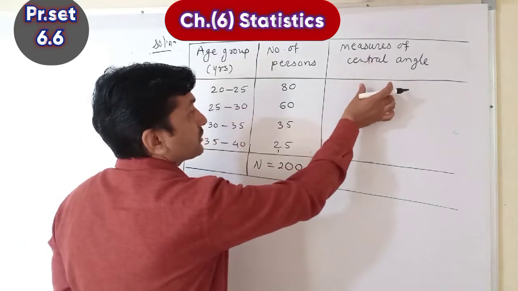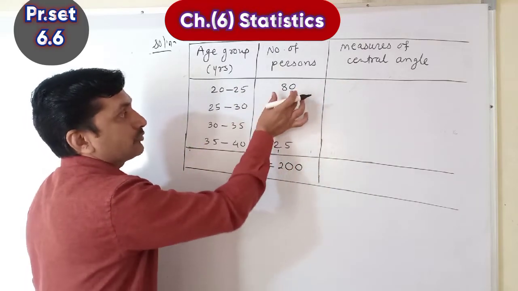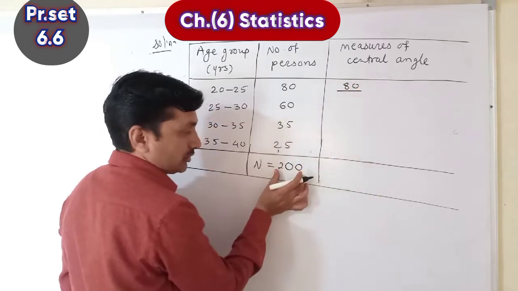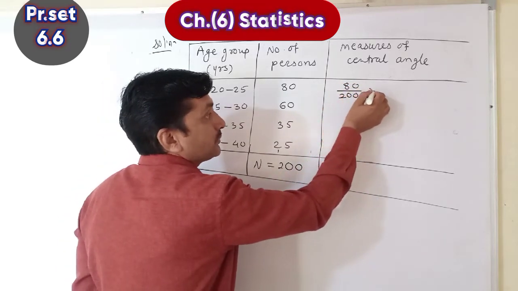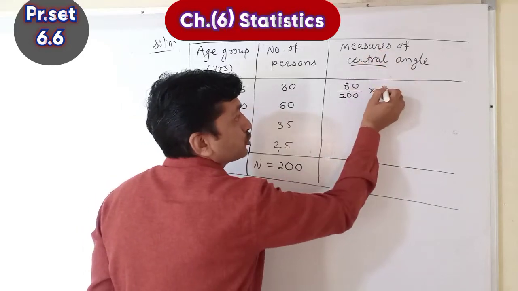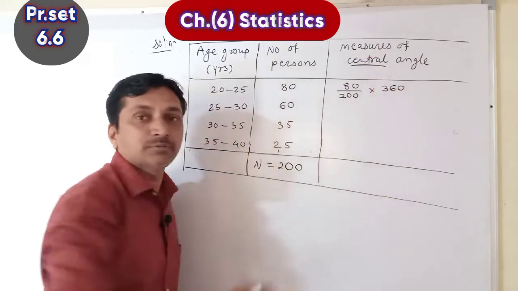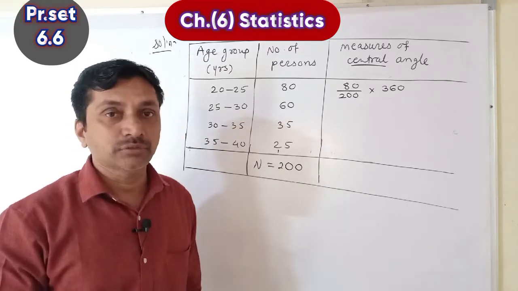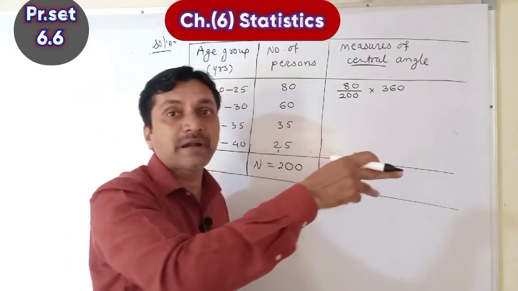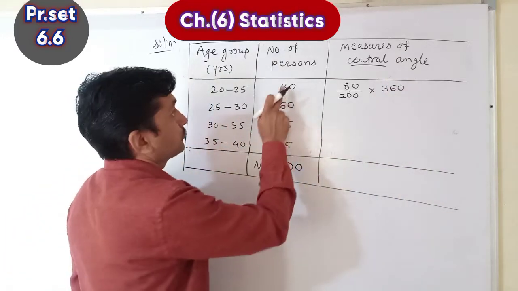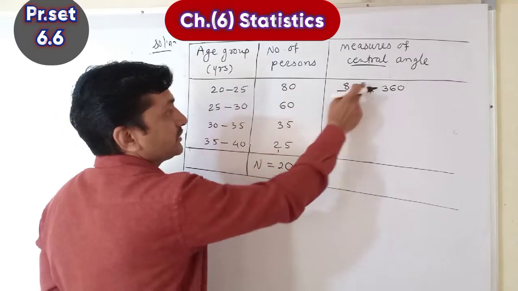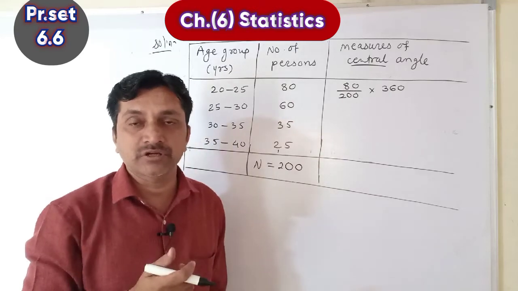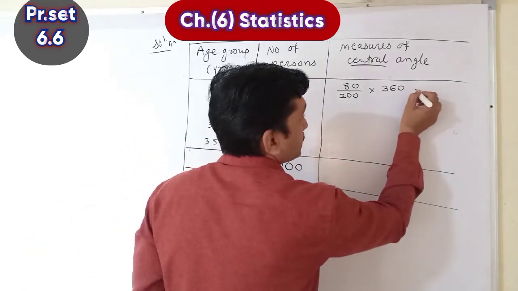Okay, now the measures of central angle for each age group. What is first? 80. See, 80 divided by total 200 multiplied by 360, because we are finding the central angle. This is the part of the solution, very important part. We are finding the central angle now, and with the help of this only we will draw the pie diagram. Therefore, what is the frequency of the first class? 80 divided by total multiplied by 360. And if you solve this you will get the answer here.